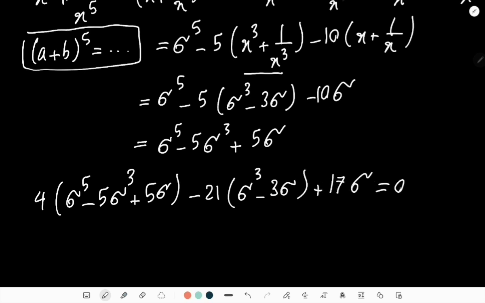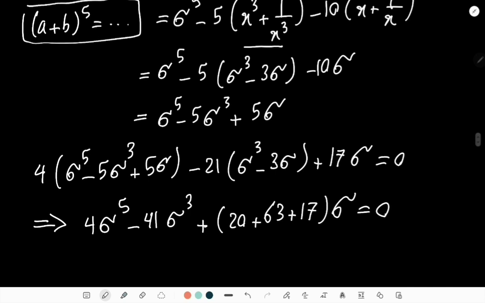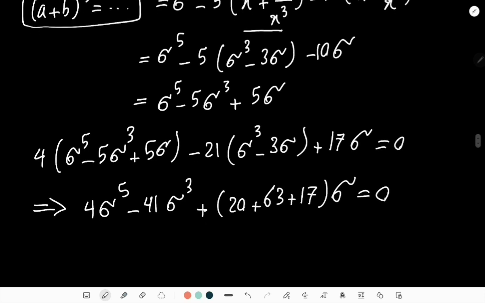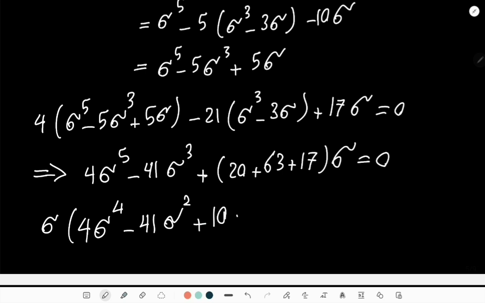So what do I get if I simplify this? I get 4 sigma to the 5 and then minus 41 sigma cubed, and then I have 20 plus 63 plus 17 sigma equals 0. So I already know that sigma can be factorized, so sigma equals 0 is definitely one answer. So let's just factorize that. So I have sigma times 4 sigma to the 4 minus 41 sigma squared plus 100. This is equal to 0.